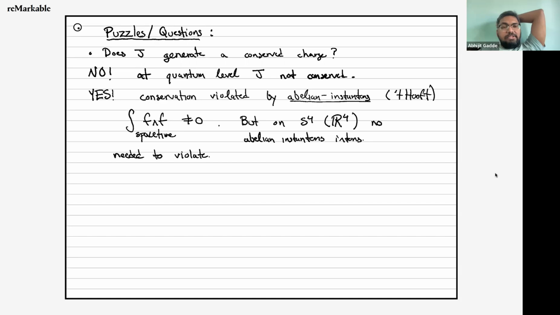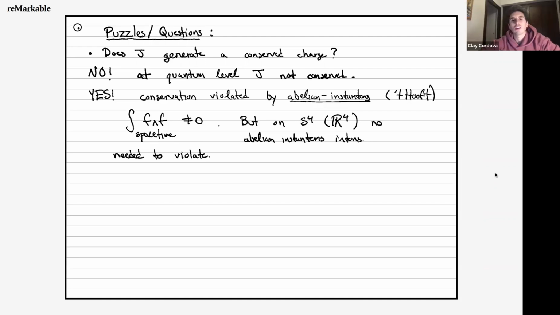And why is it that only the integral matters and not the pointwise value? Well, what I'm imagining is, suppose you want to derive something like a selection rule. So I have my S4, or you could think it's R4, and I'm trying to see if, in the far past and in the far future, the charge agrees. But on S4, it will automatically agree because all far past and far future is the same point.